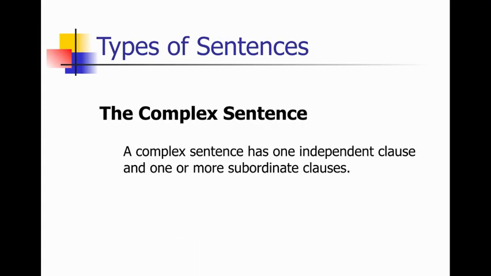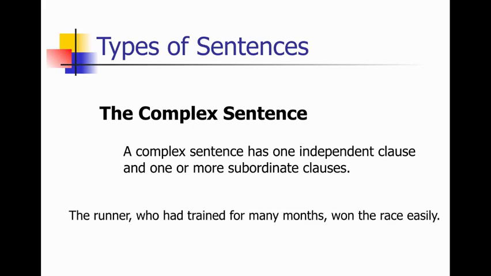Next up, we have the complex sentence, and this one has 1 independent clause, so 1 complete sentence, and 1 or more subordinate or dependent clauses, which means something that cannot stand by itself. The runner, who had trained for many months, won the race easily. So you can see that we have the runner is our subject, and the verb, the action, is that he won, and the race is still our direct object.